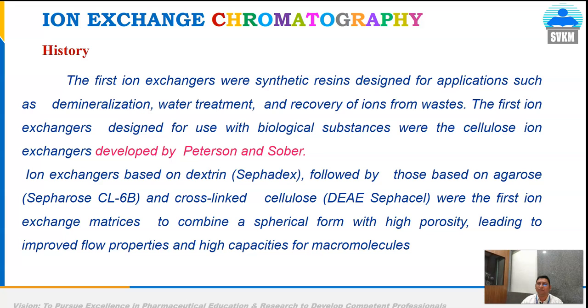History: the first ion exchangers were synthetic resins designed for a different application such as demineralization, water treatment, and recovery of iron from waste. The first ion exchangers designed for use with biological substances, cellulose ion exchangers, were developed by Peterson and Sober. Ion exchangers based on dextran are commercially called Sephadex, followed by those based on agarose polymer, Sepharose CL-6B, and cross-linked cellulose DEAE Sephacel, which were the first ion exchanger matrices to combine the spherical form with high porosity, leading to improved flow properties and high capacities for macromolecules.